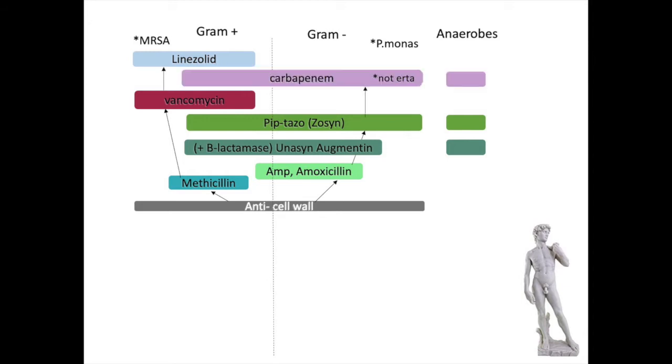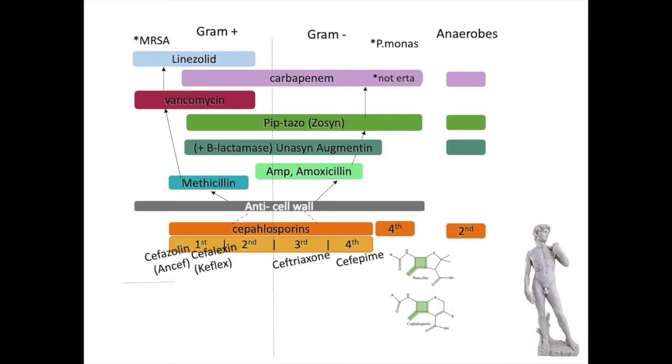Now, if we want to move up the ladder again in terms of coverage, then we get to the carbapenems. These ones are going to cover some gram-negatives, also some gram-positives like the other ones we talked about, some anaerobes, as well as Pseudomonas, except for one of them, ertapenem, which does not cover Pseudomonas. Most of the carbapenems do.